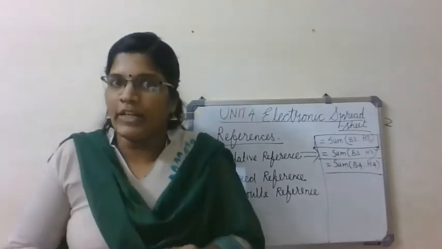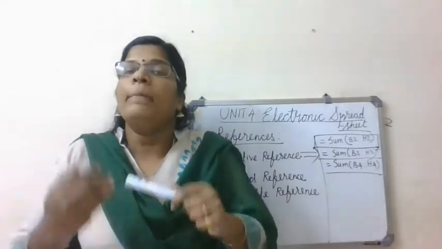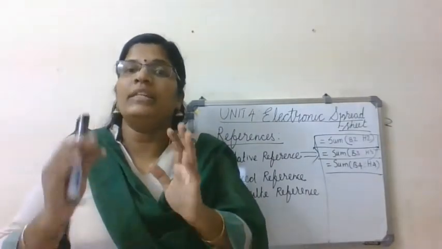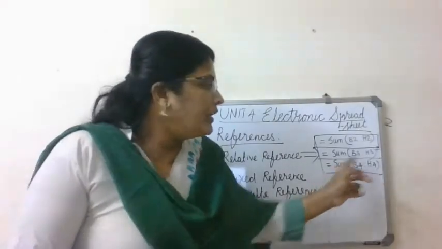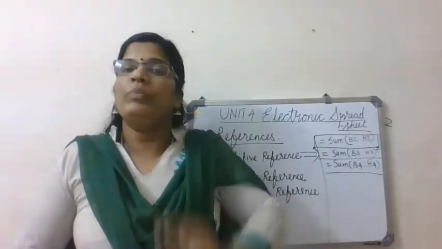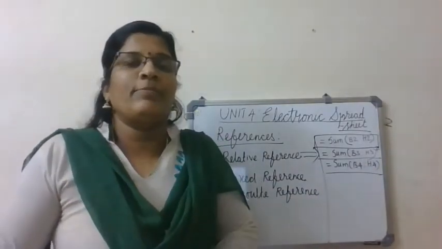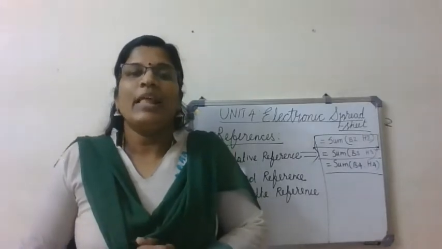So when we use a particular formula, the formula gets copied to the remaining cells, but the cell addresses are getting changed automatically according to each row, which is called relative reference. Is it clear? That's good.